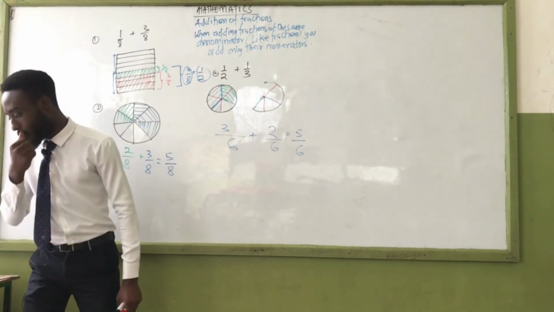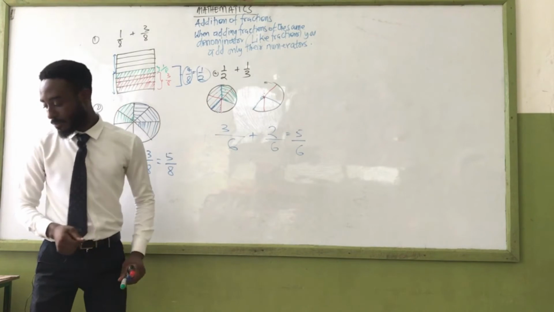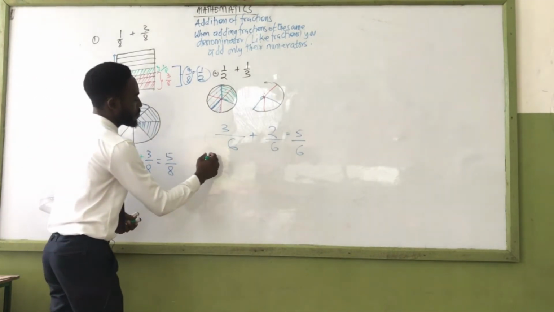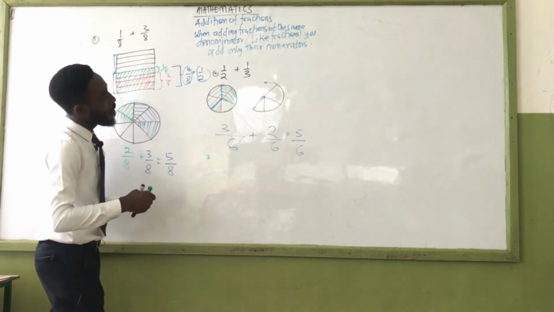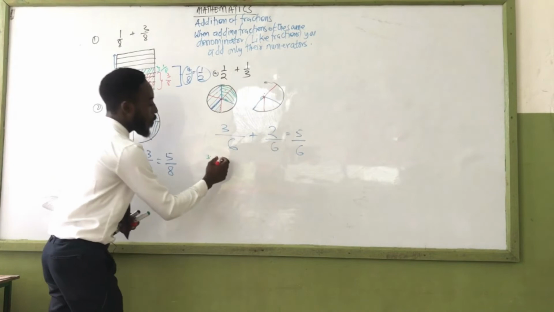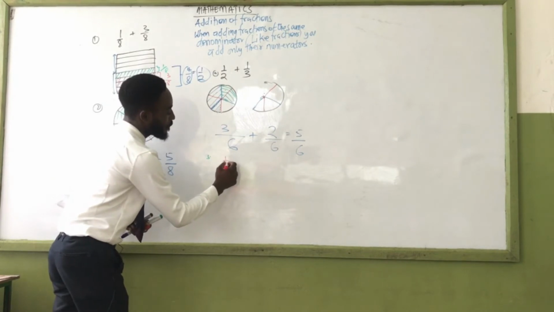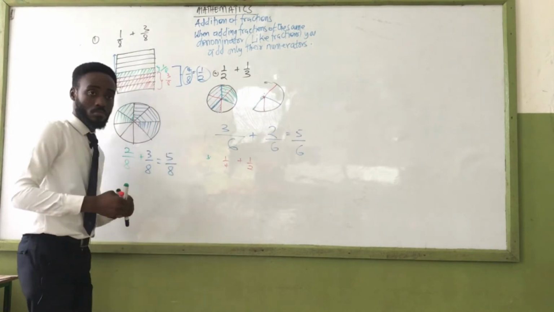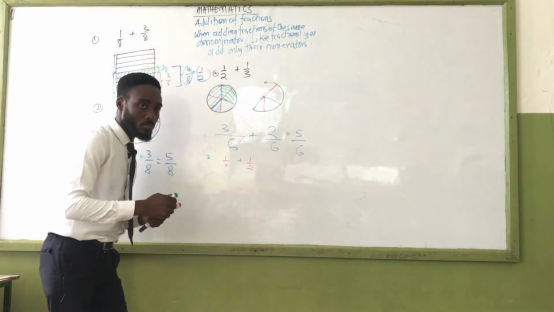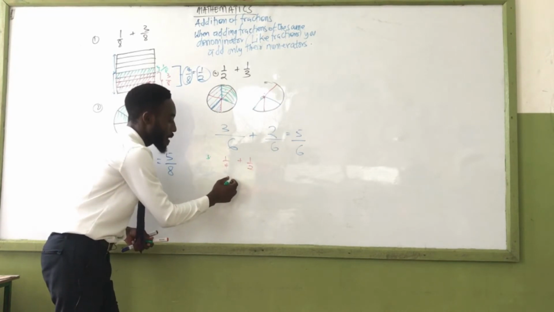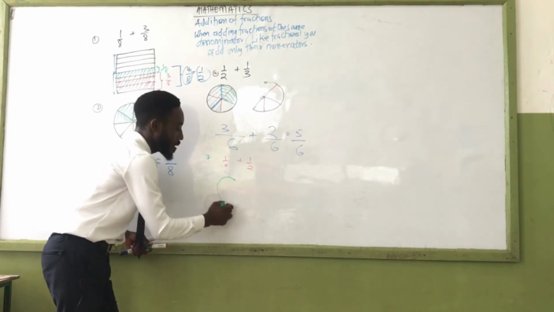Let's try another one as well, where we have 1 out of 4 plus 1 out of 2. That would be something like this.